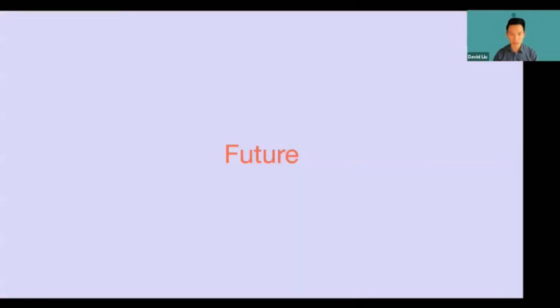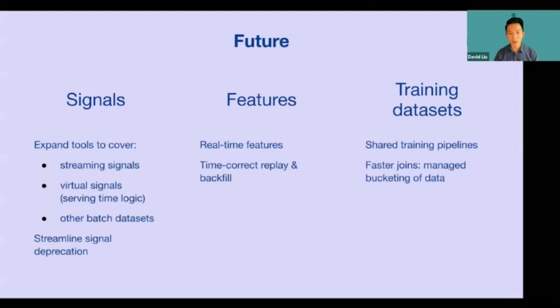So what's next? Our systems have come a long way, but there's still a lot that we'd like to do. For our Signal platform, we want to expand our tools to cover more types of data throughout Pinterest, especially as stream processing becomes more dominant. For our feature store, we need to better handle real-time features. They pose special challenges like time-correct replay and backfill. And for training datasets, we want to build shared training pipelines now that the training data has a standardized format.